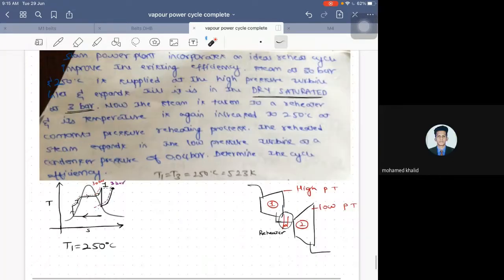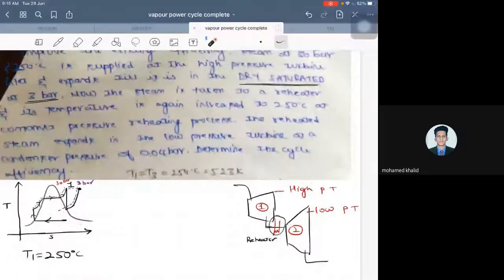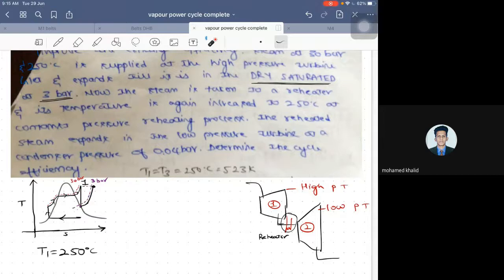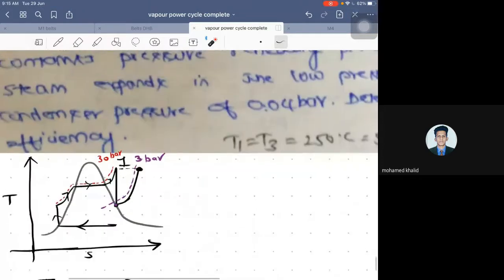Sir, why did you draw a different line, sir? Different violet line, purple line. So just to indicate these states are at different pressures, I have used red to indicate all these points, which are there in red color, are at 30 bar. These are 30 bar pressure.